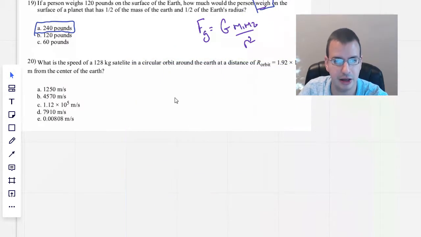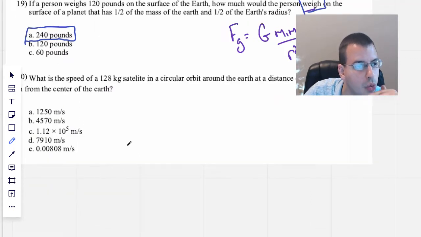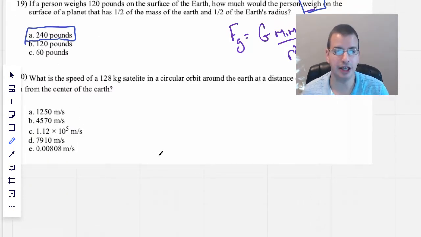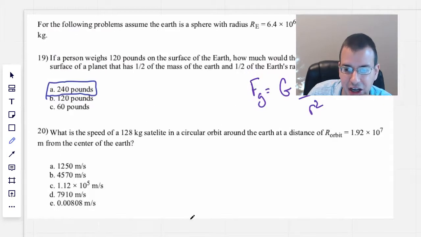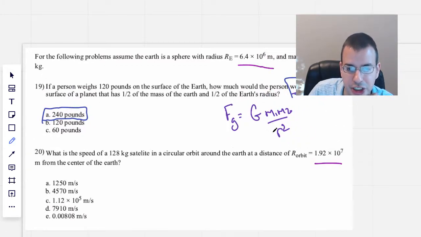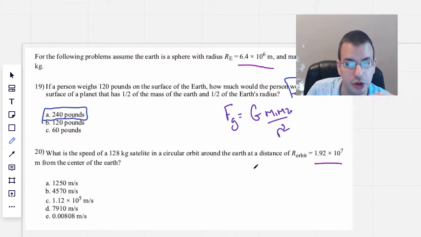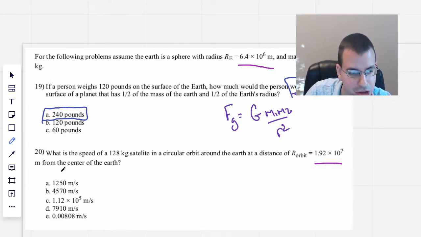Get rid of this guy. So now we're looking at what is the speed of a 128 kilogram satellite in a circular orbit around the Earth at a distance of 1.92 times 10 to the 7 meters, which is bigger than 6.4 times 10 to the 6 meters, which is good, means that it's actually above the Earth. But this is with respect to the center of the Earth. Okay, what is the speed?